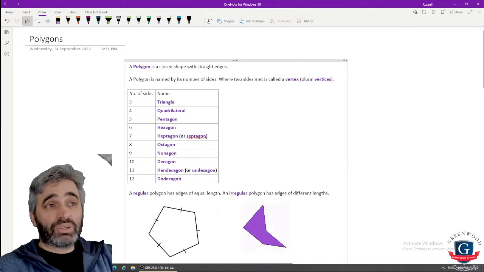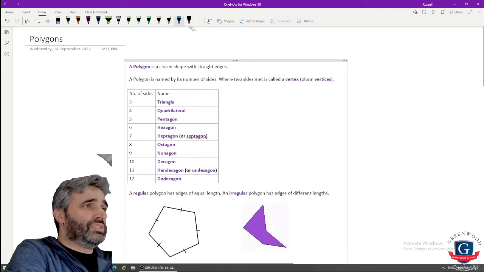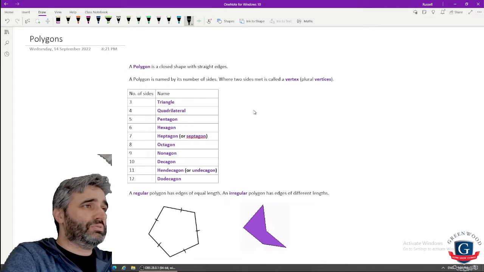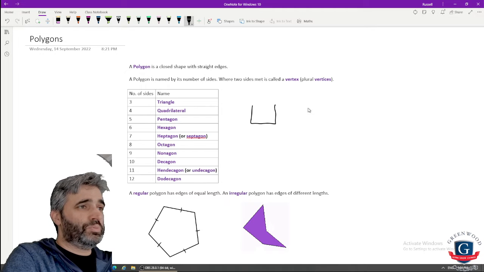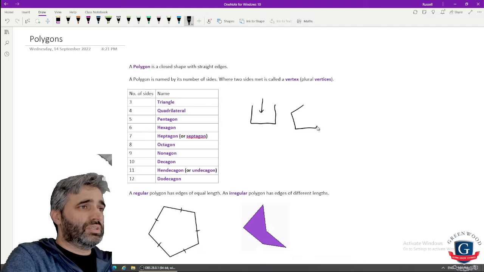Hi everybody, today we're going to have a look at polygons and see how we can use them for problem solving. So a polygon is a closed shape with straight edges. Just to make sure we know the difference between an open shape and a closed shape. That's open because we can get to the center of it.